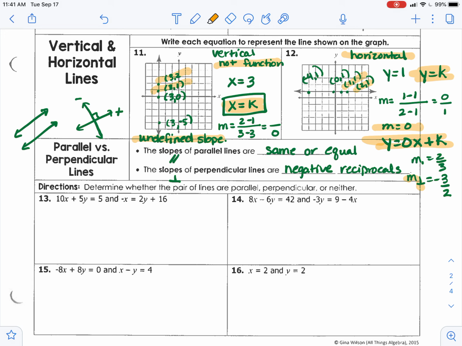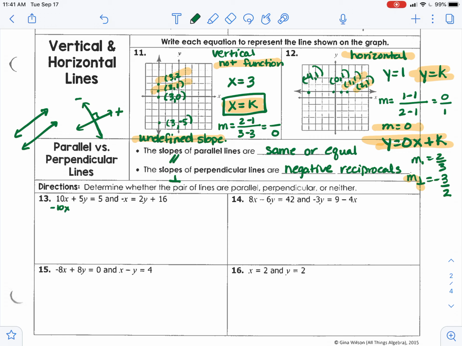So let's go ahead and look at the directions here. It says determine whether the lines are parallel, perpendicular, or neither. And so in order to do this, we probably need to put both of them in slope-intercept form. That would probably be the easiest way. So I'm going to start with the first one here, and I'm going to put it in slope-intercept form. Remember, y equals mx plus b.